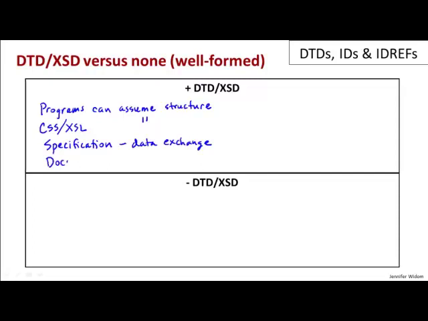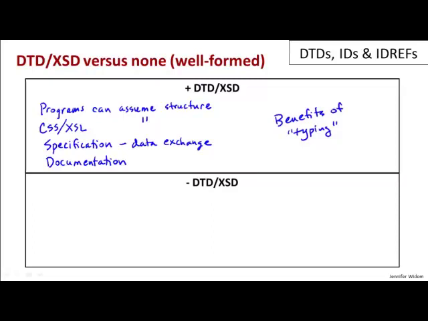Also, documentation. It can be useful to use one of these specifications to just document what the data itself looks like. In general, really what we have here is the benefits of typing. We're talking about strongly typed data versus loosely typed data, if you want to think of it that way. Now let's look at when we might prefer not to use a DTD.